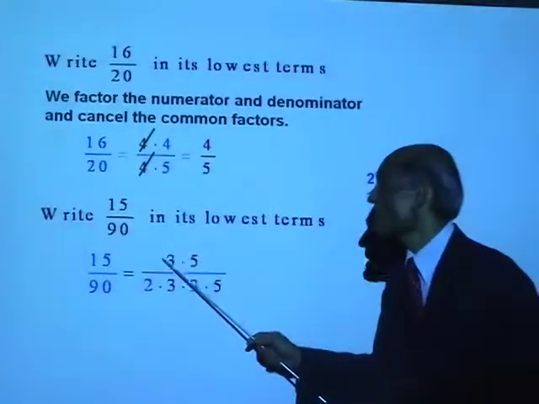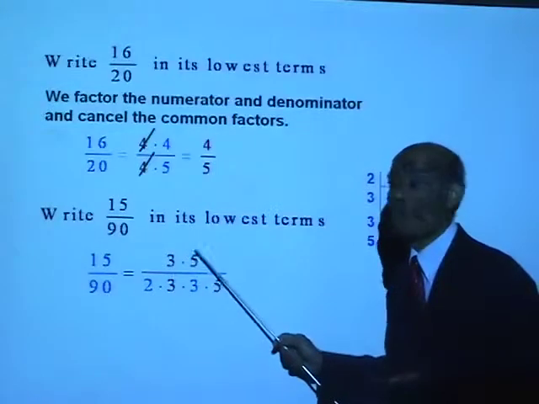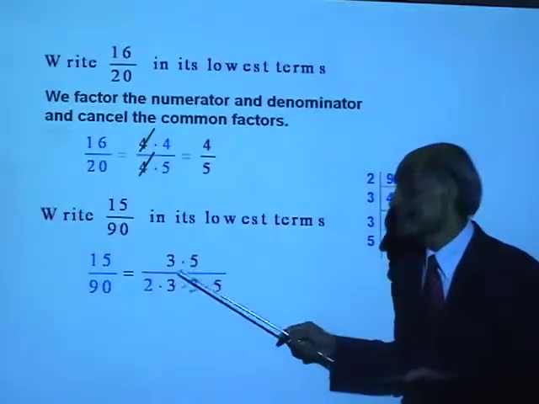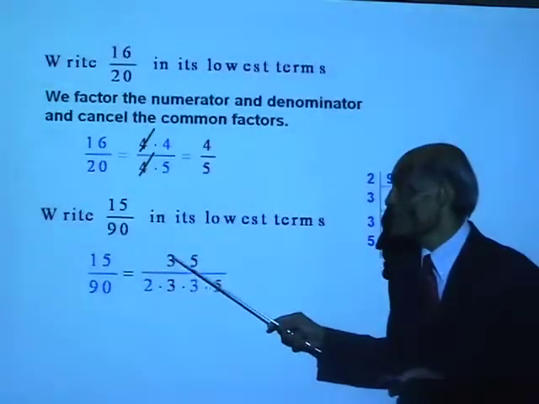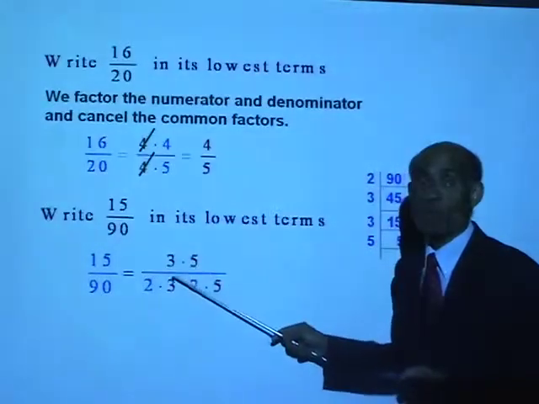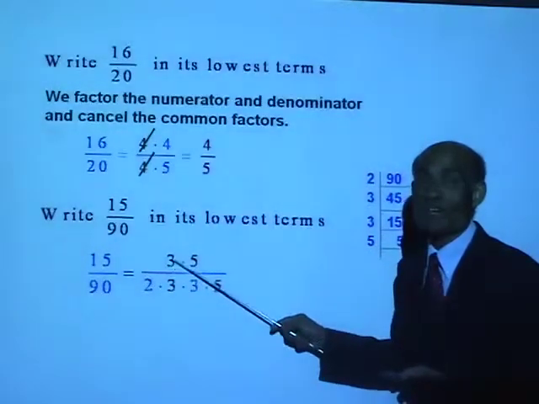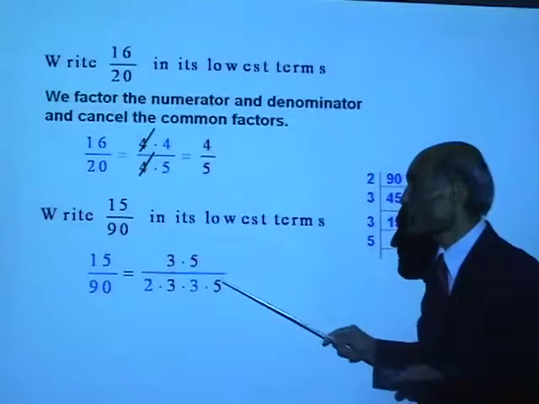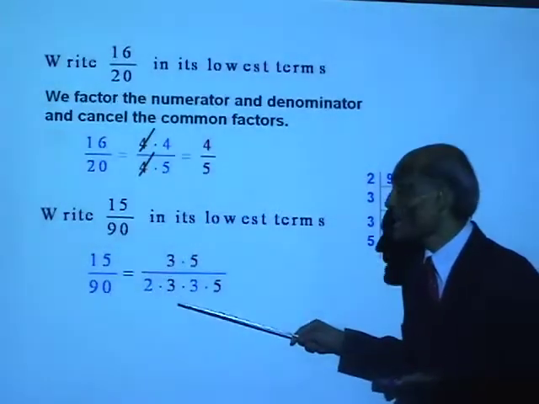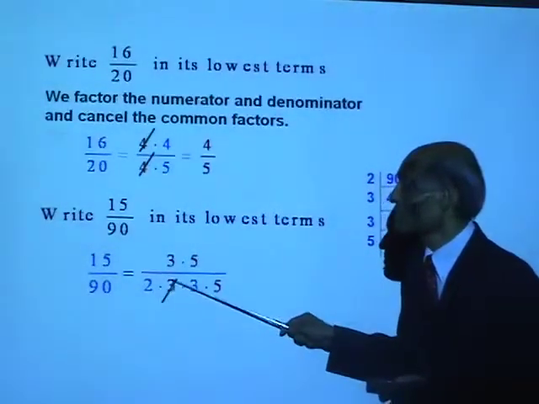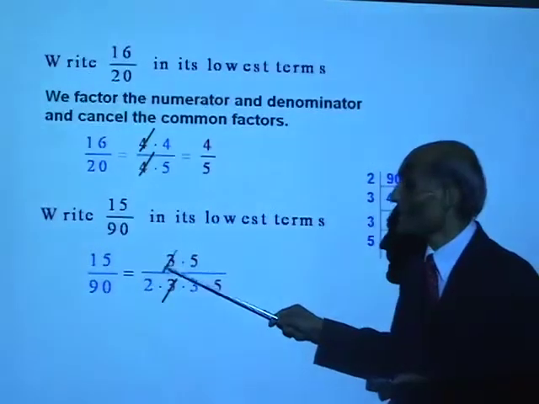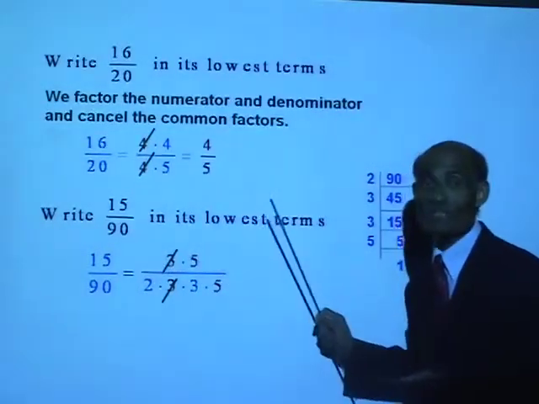And you notice I have colored the common factors red. You see, there's a 3 and a 3 common, both numerator and denominator, a 5 and a 5 common. Now we cancel the common factors. The 3 on the denominator cancels with the 3 on the numerator.